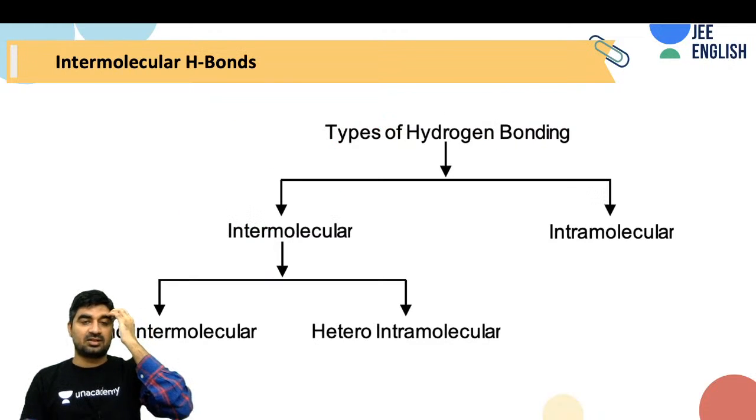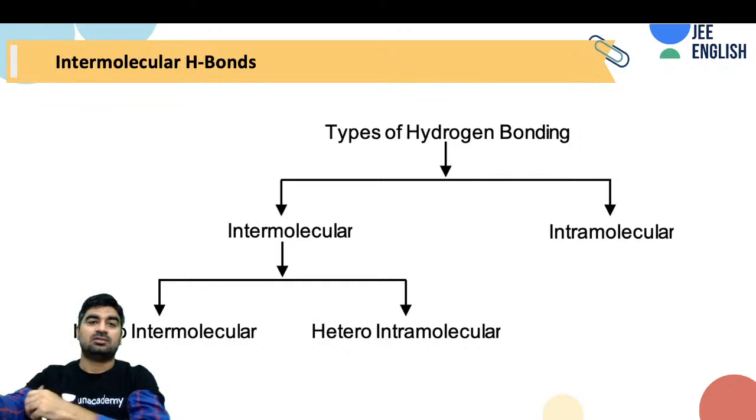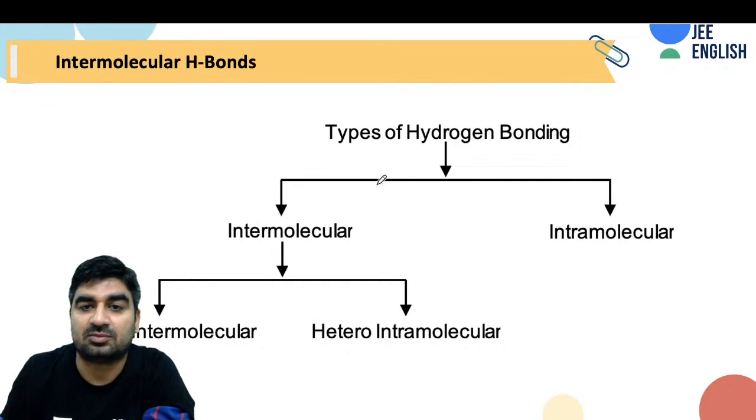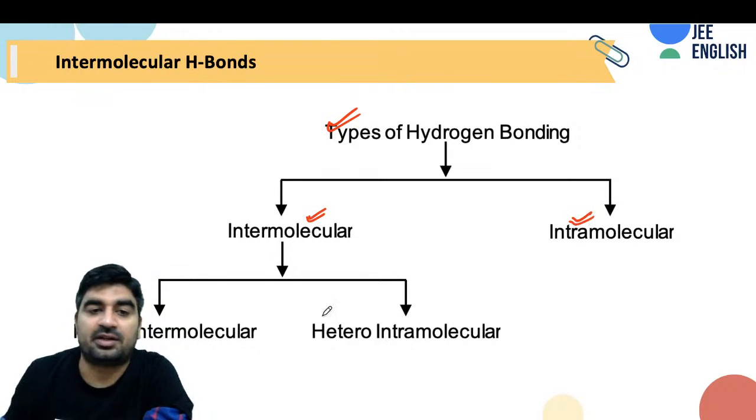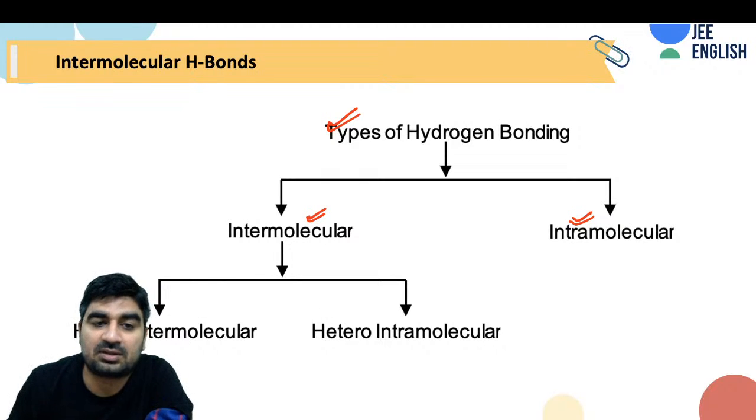Okay. So now let's move to the next point. The types of hydrogen bond. So we divide the hydrogen bond into two parts: intermolecular and intramolecular. And inter we further divide into homo-intermolecular and hetero-intermolecular. Right?